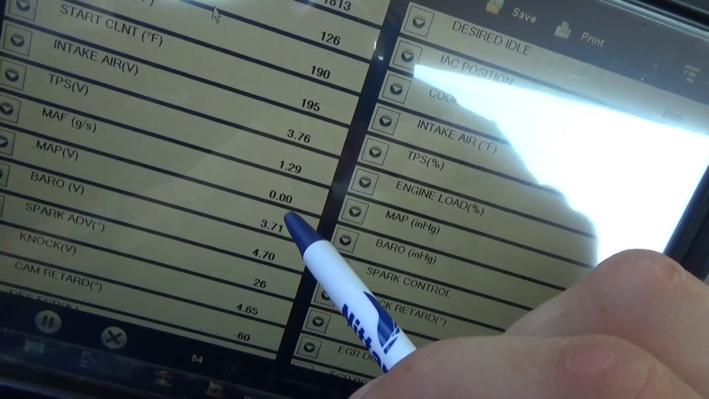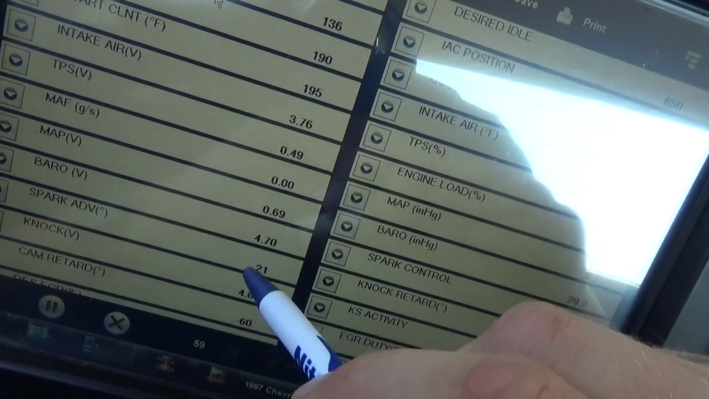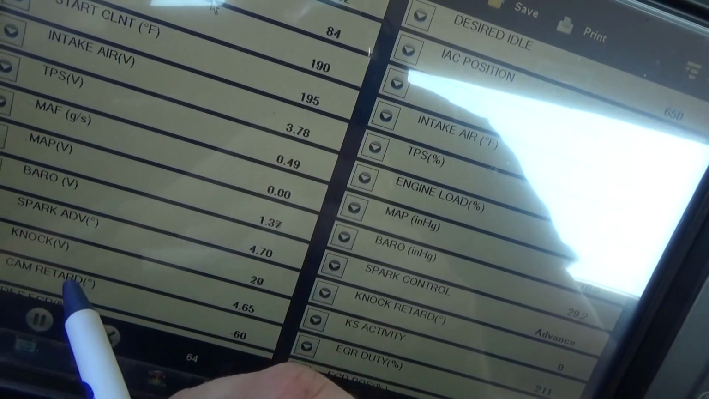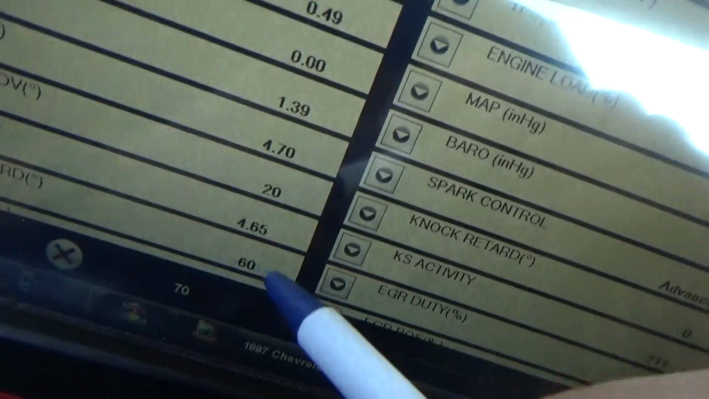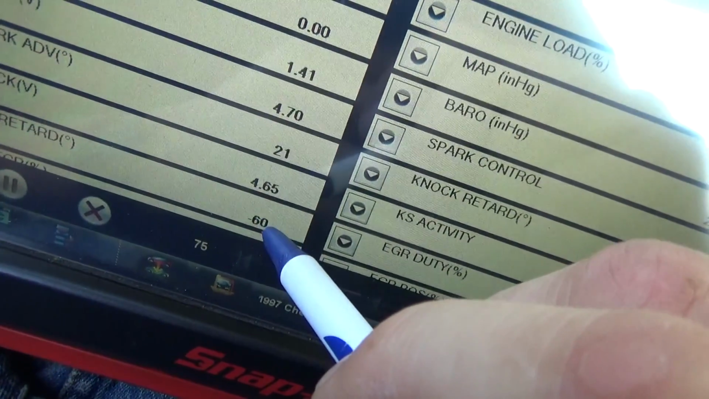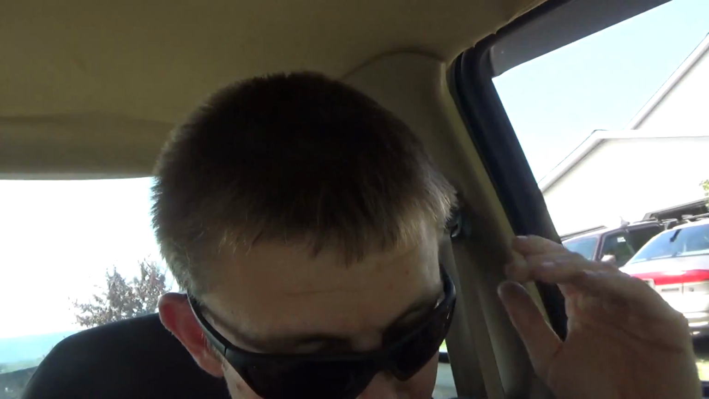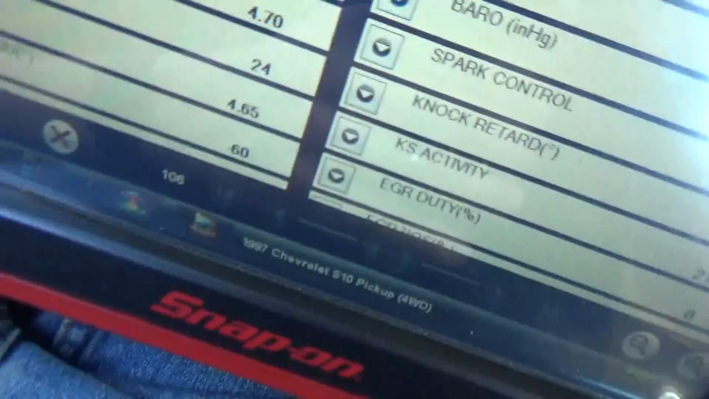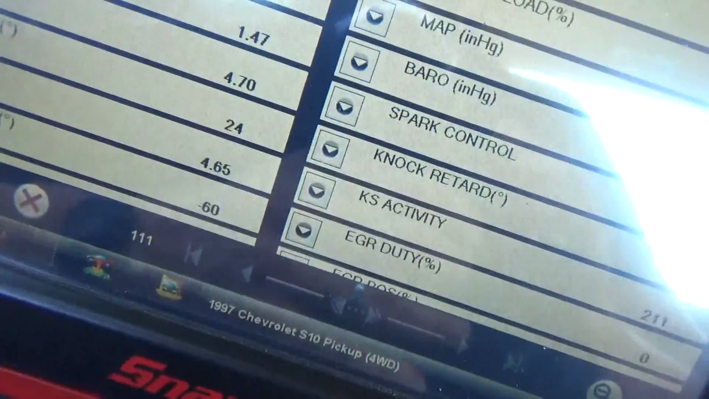I'll rev it up a little bit. No change. And then cam retard right here, it says -60. And it's not changing. That should be varying, right around 0 if the distributor is set right and the cam chain's not stretched. But -60, that's not good at all.